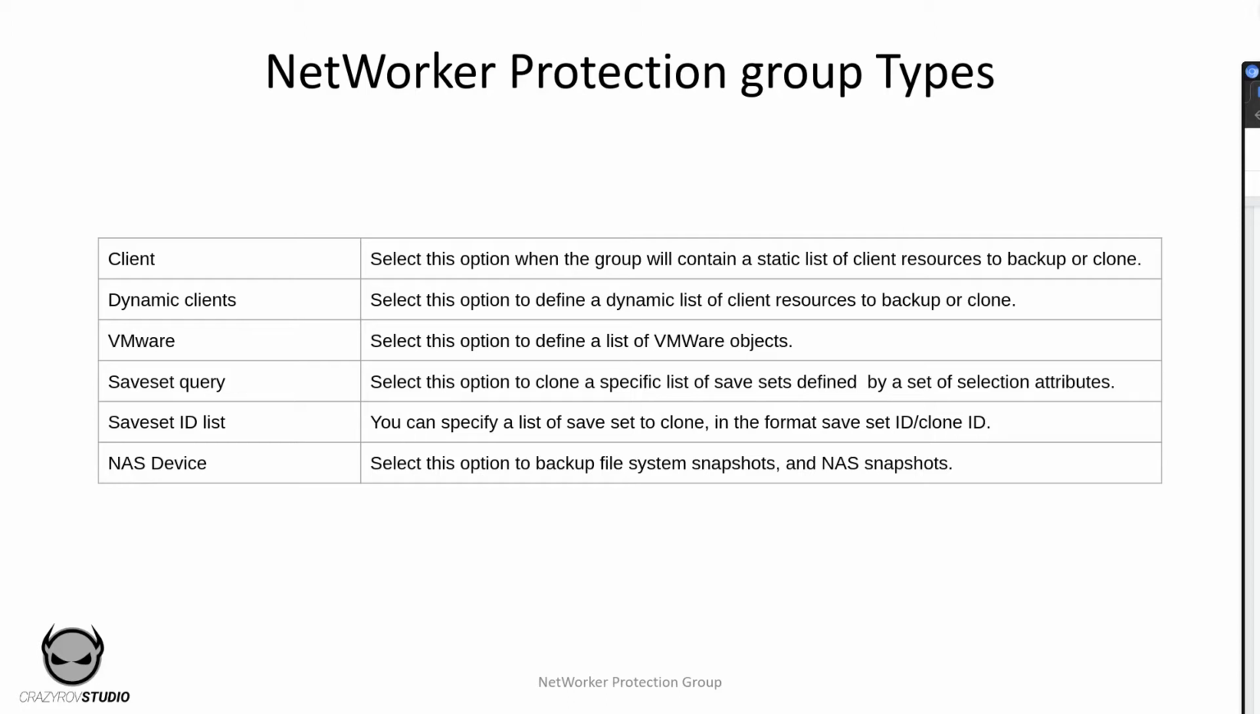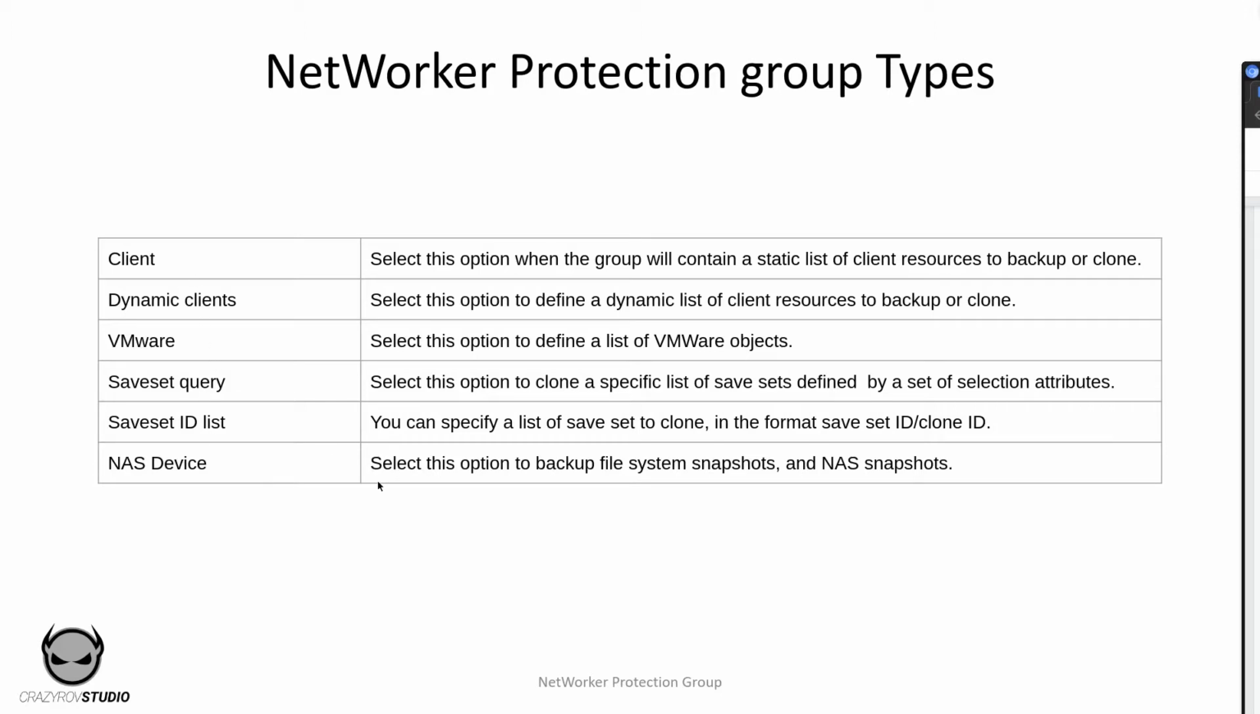Save set: select this option to clone save sets on an ongoing basis based on the defined save set criteria. When you select this option, the save set selection appears. You have to specify a list of save sets to clone in the format saveset/clone ID. Specify one save set on each line. Use this group to clone save sets.